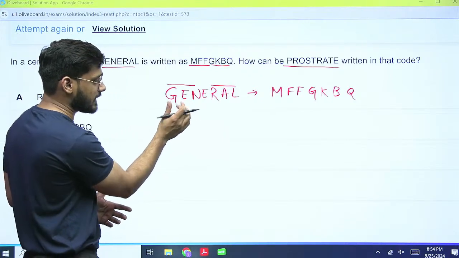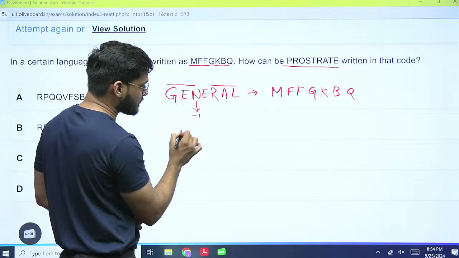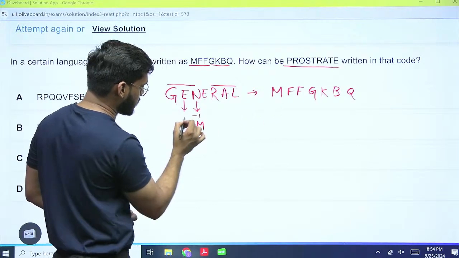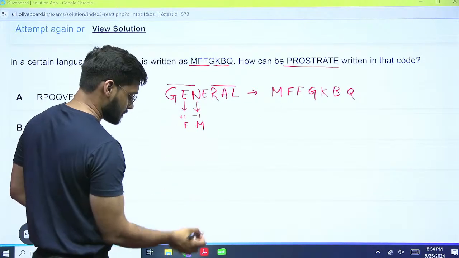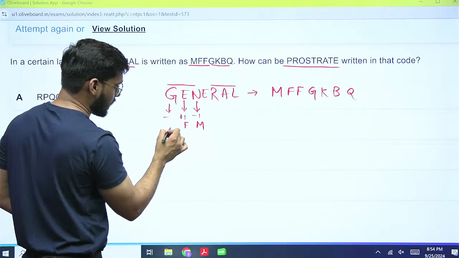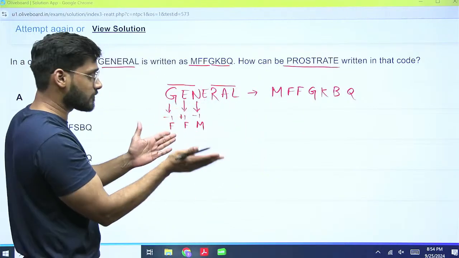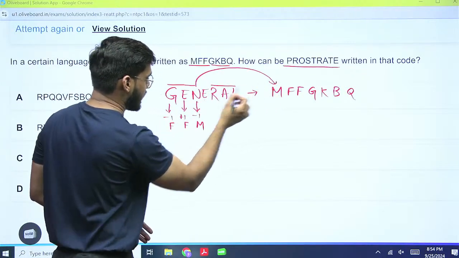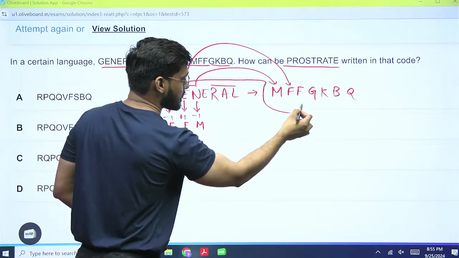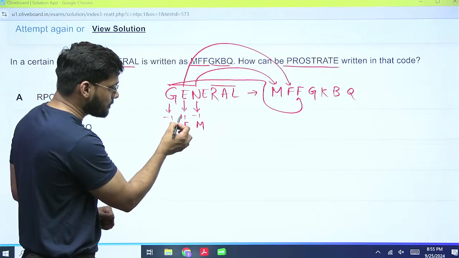If we use these 3 letters, GEN, we can see that N is closer to M. So -1 is used on N, and we get M, the first letter. In E, it is E plus 1, which gives F, and for G, -1 gives F. So we are getting MFF, written in the reverse order. This N makes M, this E makes F by +1, and then this G makes F as well, in this order. So what is the logic behind -1, +1, -1?